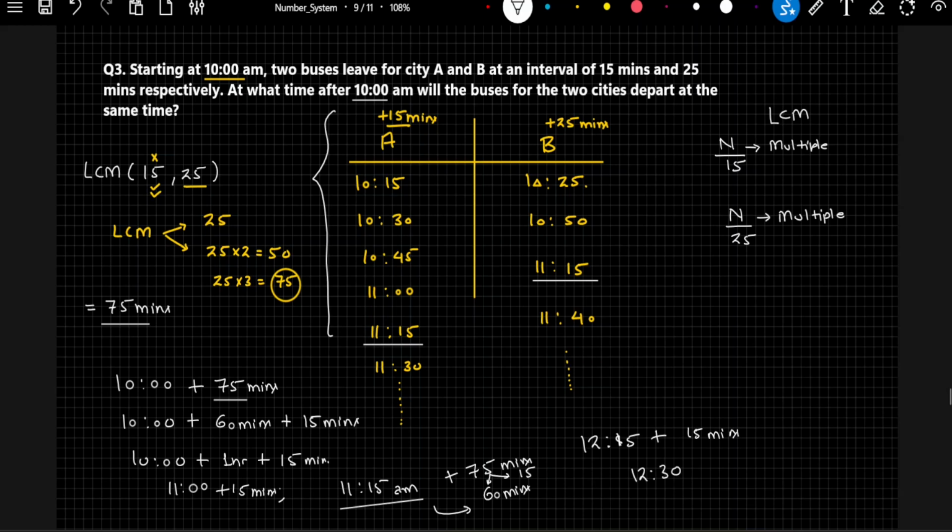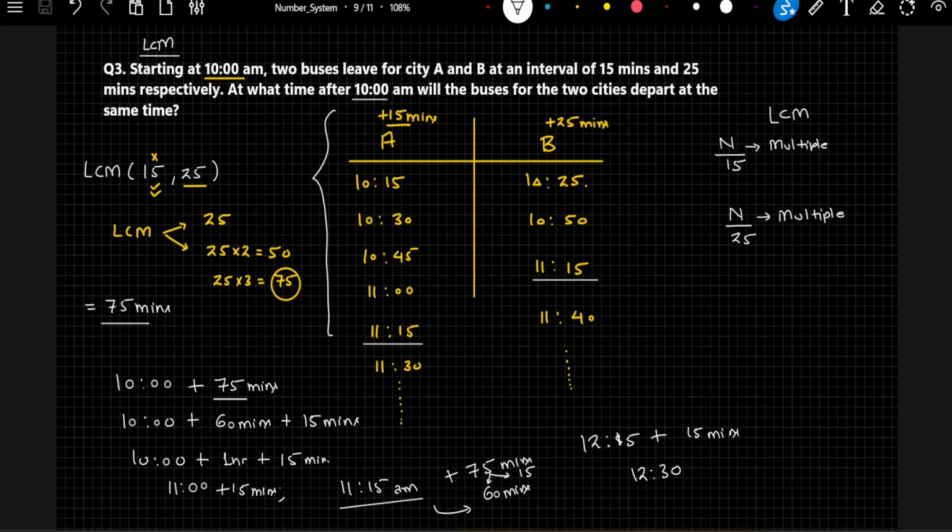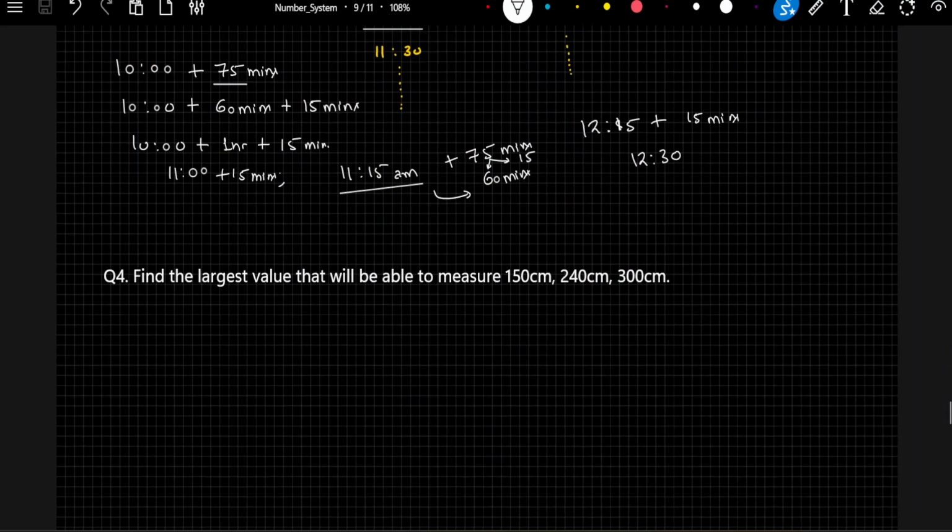So if somebody asks you when will this happen for the first time after 10 a.m., you would say 11:15. When will this happen for the second time, you would say the time is going to be 12:30. So whatever question they ask you, you'll be able to calculate it very easily. But first you need to understand that this question is based on the application of LCM. So I think you have understood the solution. If you have any doubts, please write your doubts in the comment box. Let's do one thing. We'll solve one more question and then we'll end the lecture for today.